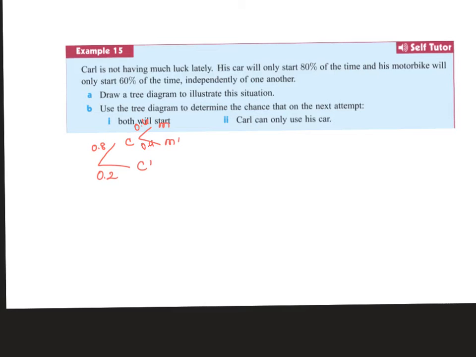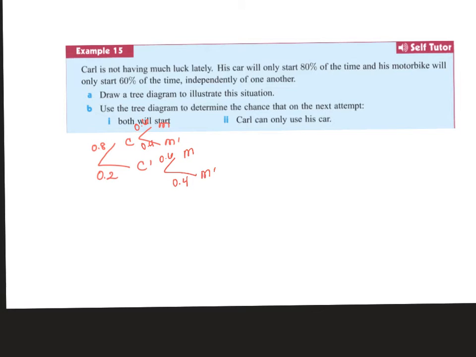Now, the same is true if the car doesn't start. Well, if the car doesn't start, your motorbike may still start, so you do still have a chance to get to work, and that's going to be 0.6, or it may not start, in which case it'll be 0.4.